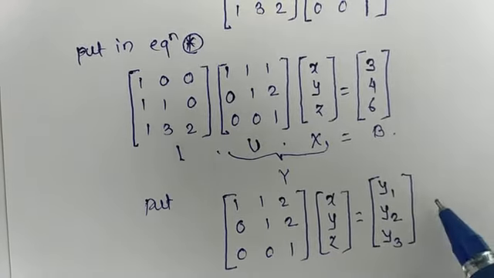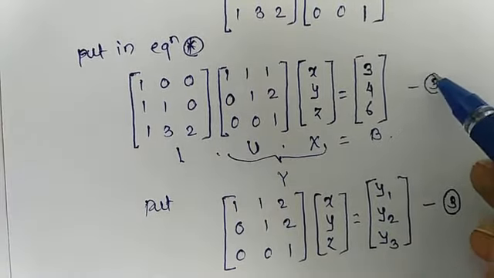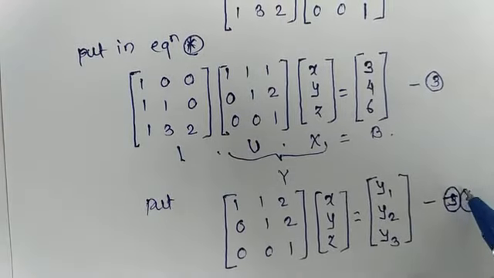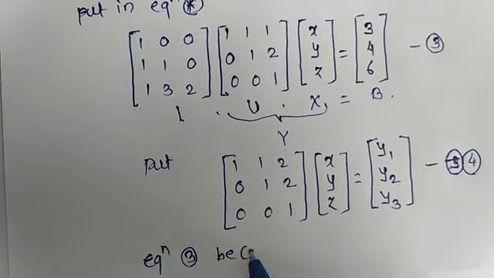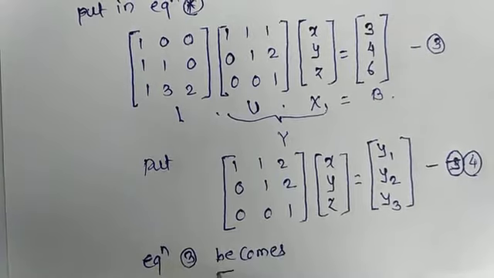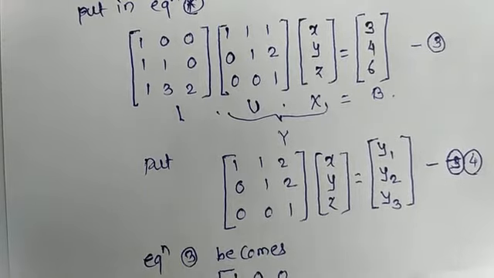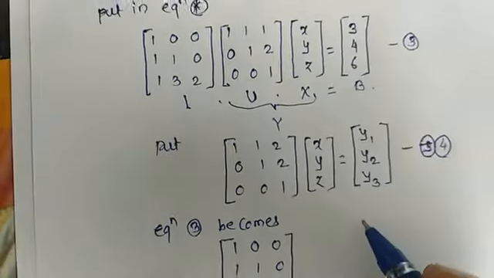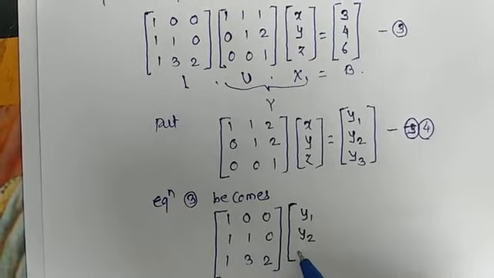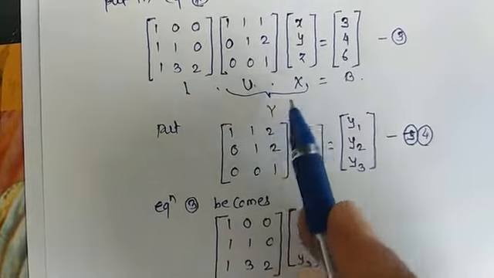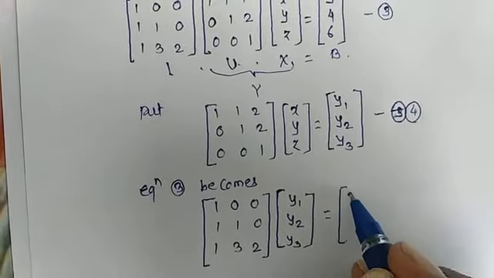Okay, we write it as equation number 3. Therefore this as equation 3 and this as equation 4. Equation 3 will be written as: L is [1 0 0; 1 1 0; 1 3 2], into [y1 y2 y3]. We have put Ux is equal to Y, so it is [y1 y2 y3] and is equal to the matrix [3 4 6].